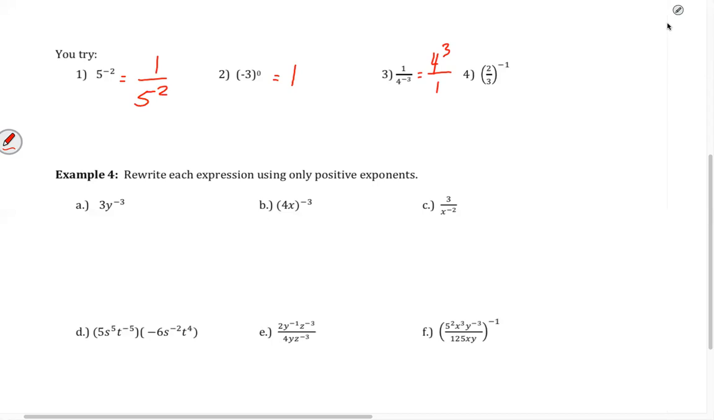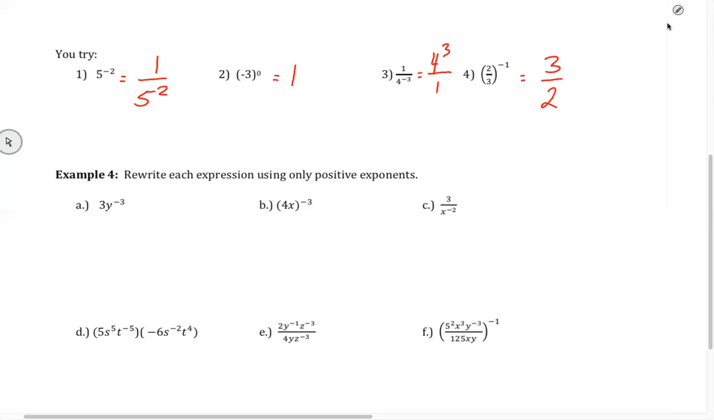Number 4, let's go with Justin. I didn't get to that one. Okay, I'll give you a second. All right, Justin, what'd you got? I got 3 to the first over 2 to the first. Very good. So I'm just going to write it as 3 over 2 because anything to the first is just that thing. All right.